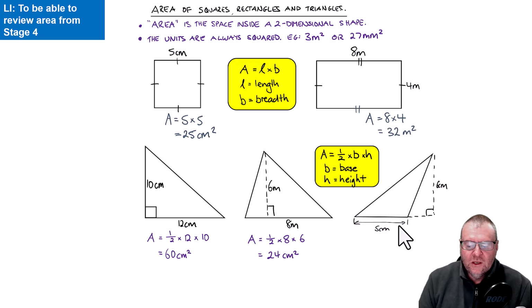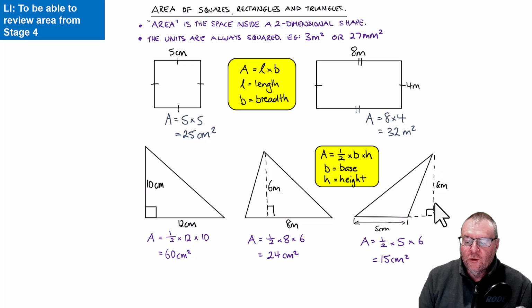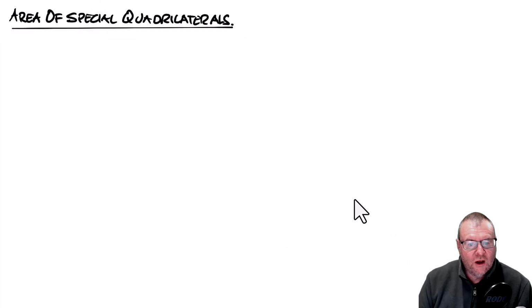What about this one though? This one hasn't got the height either on or inside the triangle. It's outside the triangle. So this is a bit of a weird case, but guess what? The formula is still the same. It's got a base of 5, but the height where it meets the base at 90 degrees happens outside the triangle. That's okay. We still use the same formula. It's half times the base times the vertical height, which happens to be outside the triangle. All right, so far so good. That's squares, rectangles, and the 3 different types of triangles.